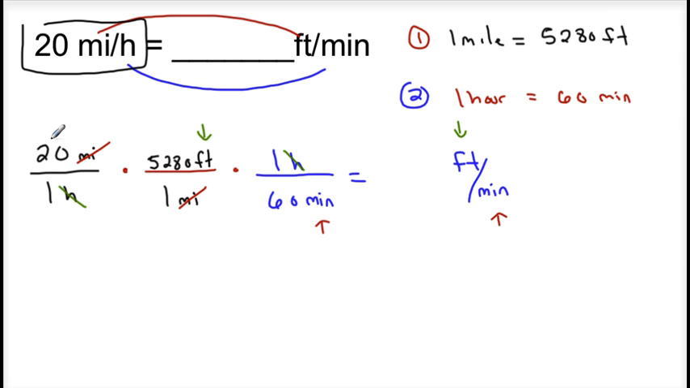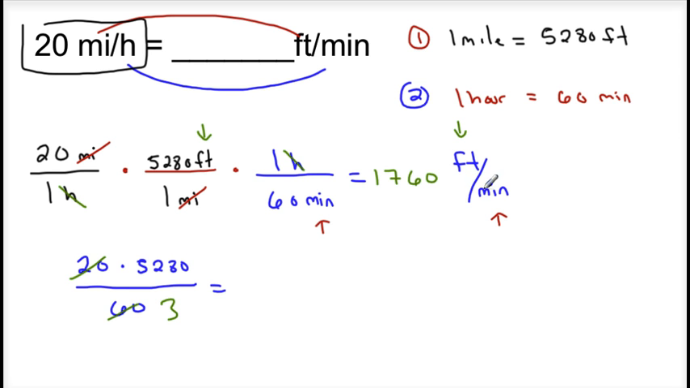So now, what numbers am I left with? I have 20 times 5,280 times 1 over 1 times 1 times 60. And if I do the math here, I should get an answer of what? 1,760 feet per minute. Next example.